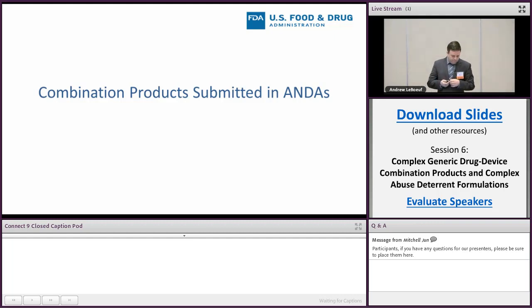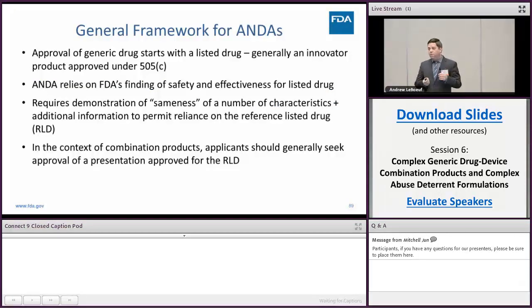RLD. So the general framework for ANDAs begins with the listed drug, which is an innovator product or brand name product that is approved under Section 505(c) of the Food, Drug, and Cosmetic Act, and does rely on the FDA's finding that that innovator drug was safe and effective for its intended uses, or its labeled uses. To be an ANDA, you must demonstrate certain elements of sameness in order to rely on those previous findings, which include a number of different characteristics and additional information.